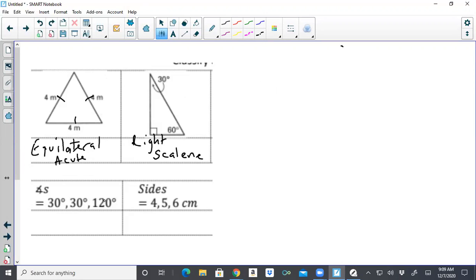This one right here, I can't see anything about the sides at all, but I can see that one of the angles is obtuse, so I'm just going to say that it's obtuse. This one right here, I can see that the sides have lengths of 4, 5, and 6, which means that they are all different, so I will call this scalene.